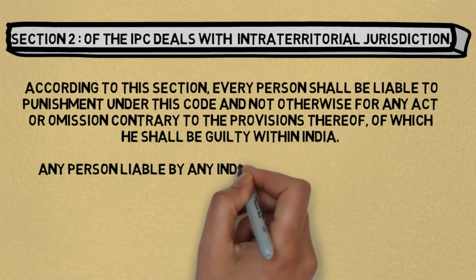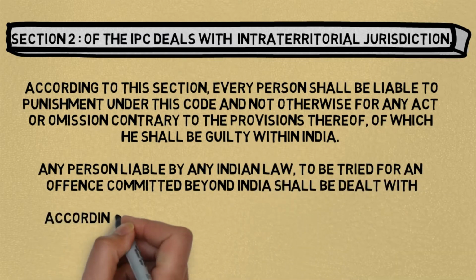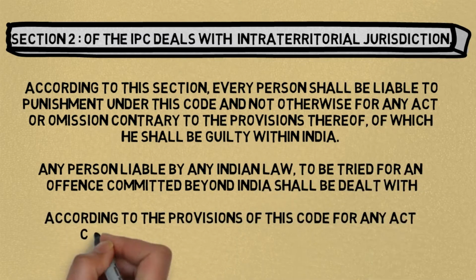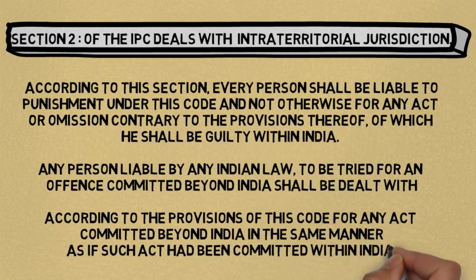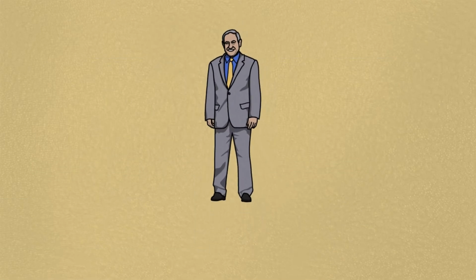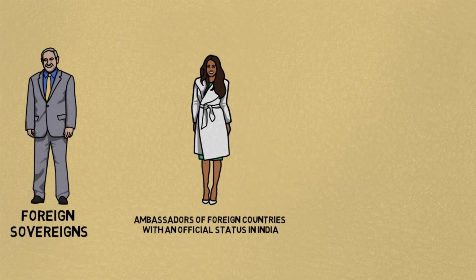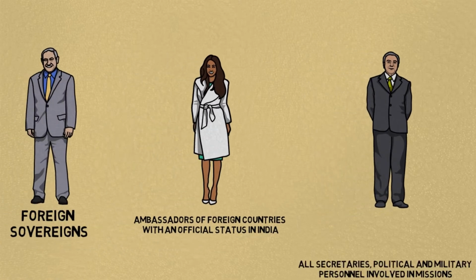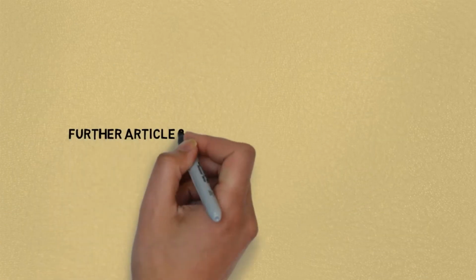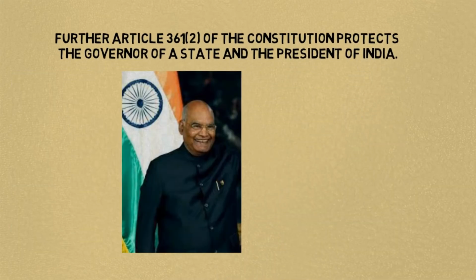Any person liable by any Indian law to be tried for an offence committed beyond India shall be dealt with according to the provisions of this code for any act committed beyond India in the same manner as if such act had been committed within India. Now, who are exempted from intra-territorial jurisdiction? Foreign sovereigns, ambassadors of foreign countries with an official status in India, all secretaries, political and military personnel involved in missions. Further, Article 361(2) of the Constitution protects the Governor of a state and the President of India.